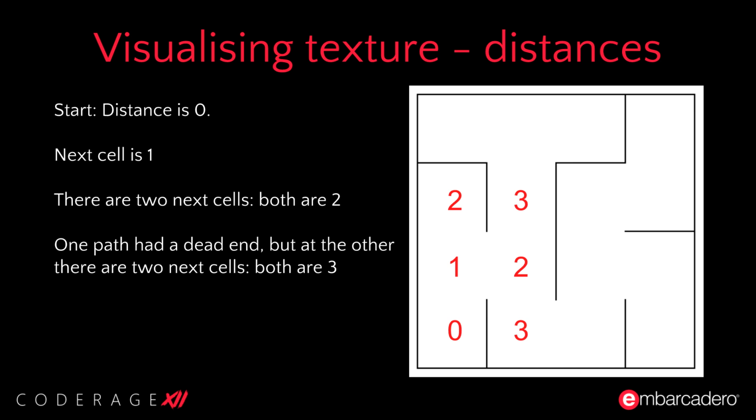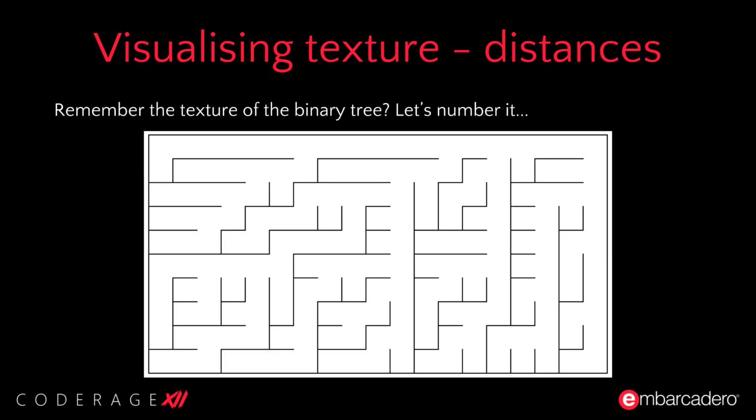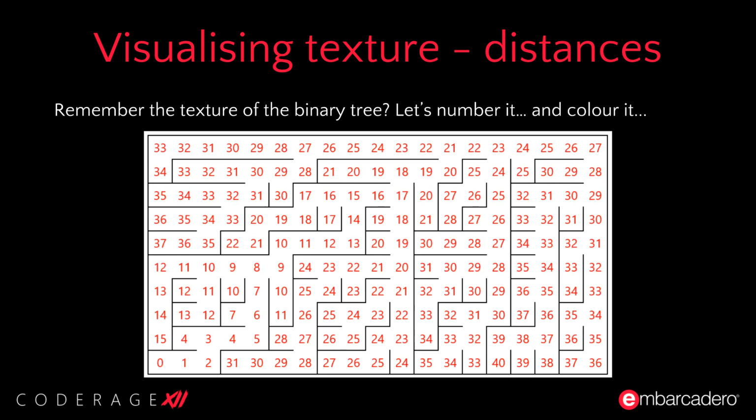And you can continue this by traversing the path, by walking the path for the entire maze. So what happens when we apply this to the maze that we saw earlier? Now you remember this maze, it has a certain texture, and we want to use the distances that we just spoke about to visualize the texture. Well, first of all, let's just calculate the distances. And we get something like this.